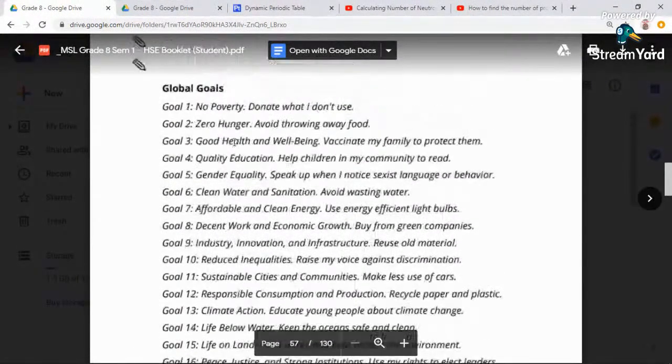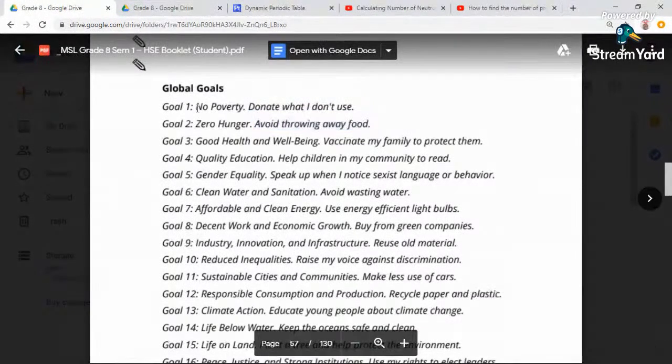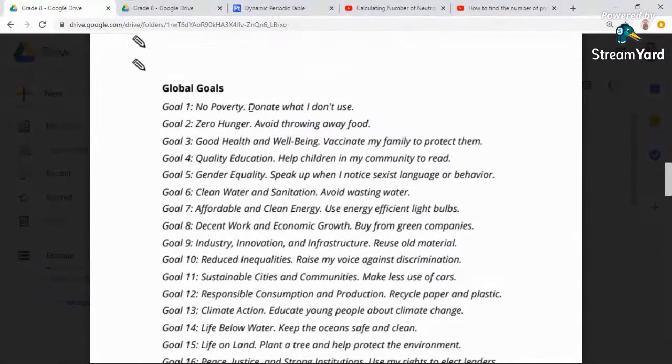Here in the book, they give you some examples. Do not copy the examples, but just so you get an idea: to end poverty, maybe you can donate things that you don't use. Do you have old clothes in your house that you're not using anymore? Donate them. It's winter now. Maybe your jacket from last year is old, so you can give it to a homeless person.